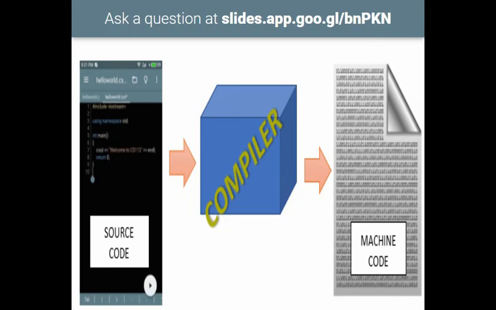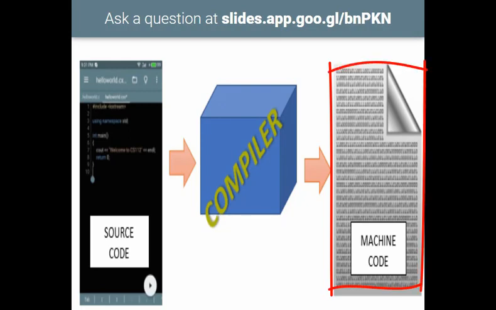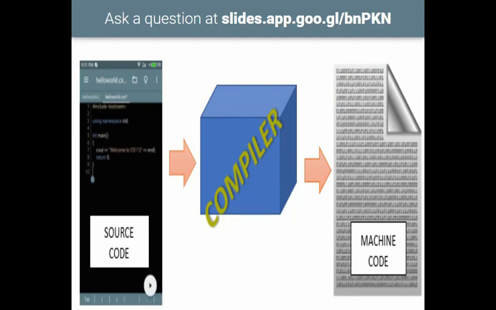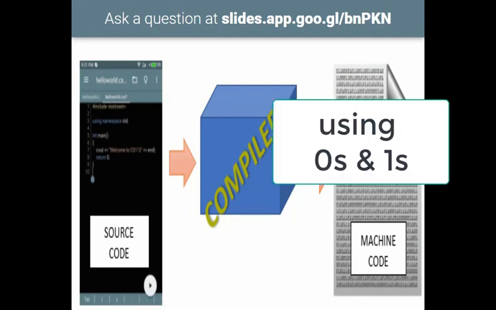Since the computer cannot understand what you are typing, it will be converted into machine code so the computer can understand. So what exactly is machine code? It's actually like a binary conversion of zeros and ones. Okay.